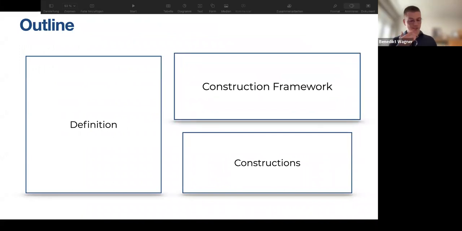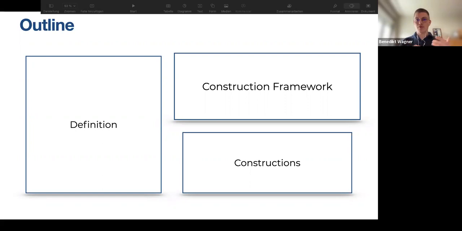Okay. Good. So now let's look at constructions. We have this definitional framework now, and we looked at the existing constructions, and also we thought about new ones. And then what we saw is they all follow sort of a similar framework.